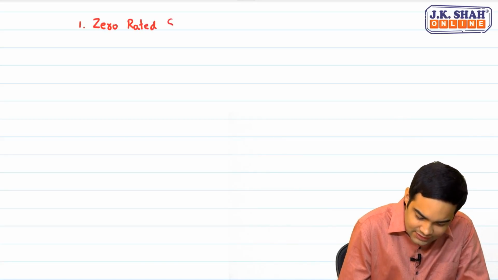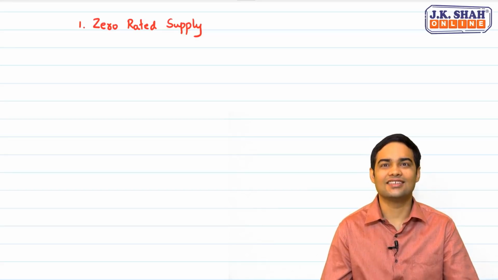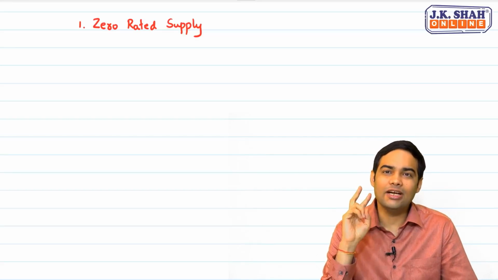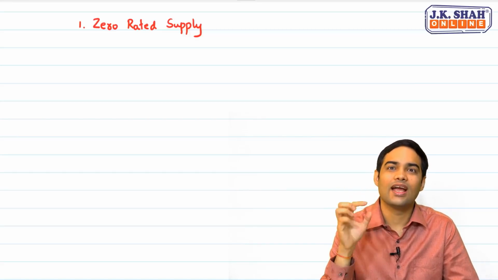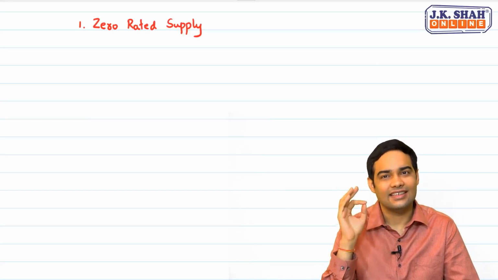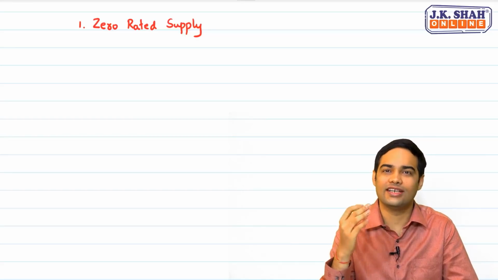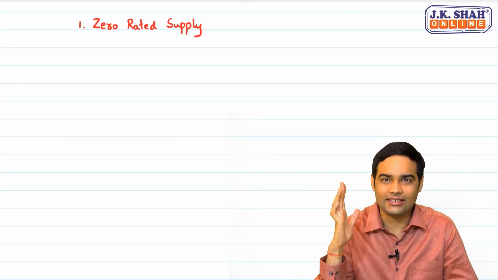Now in case of zero rated supply, would you be eligible for a refund of tax paid on purchases? The answer is yes. Now what is zero rated supply? There can be two transactions which are covered in zero rated supply. One, export of goods or services. Second, supply of goods or services to a SEZ unit or developer. These two areas can be covered in zero rated supply.